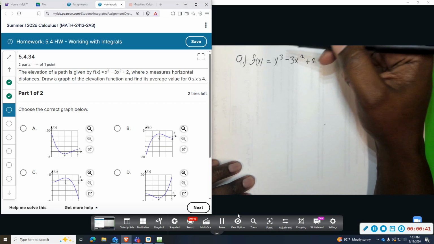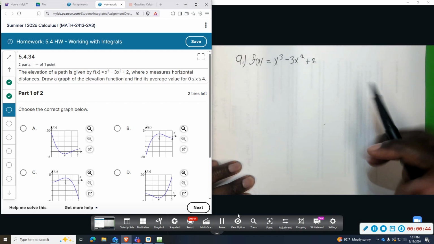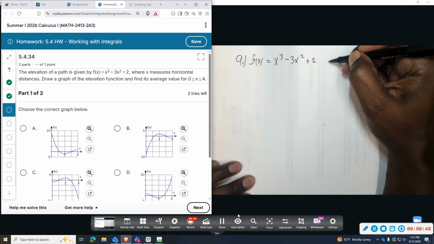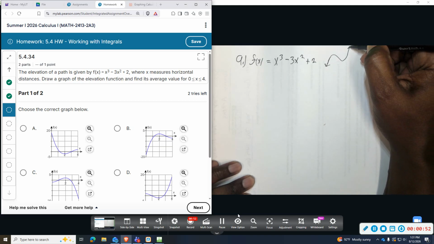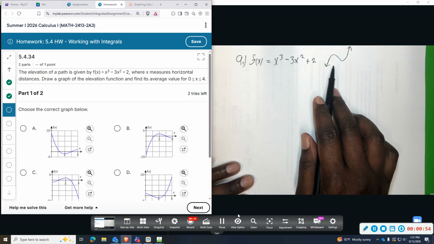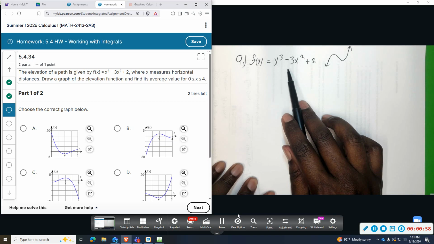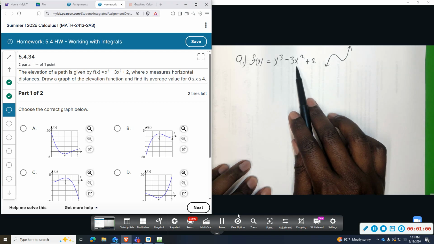All right, so we know that this is going to be a cubic function. It's positive, so we can go down on the left, up on the right. So we'll have some shape, something like this. We can find x and y intercepts by hand.